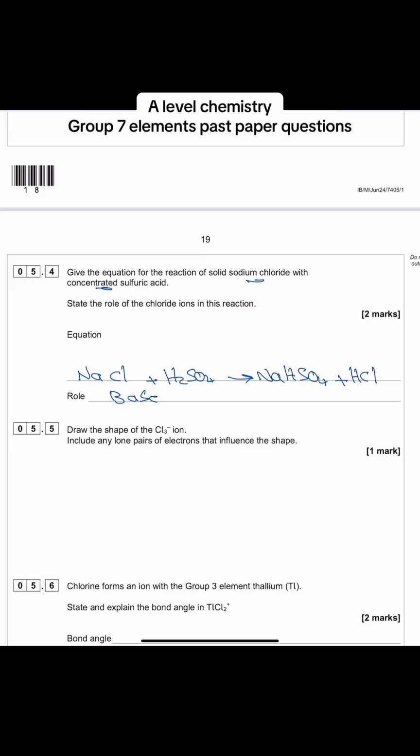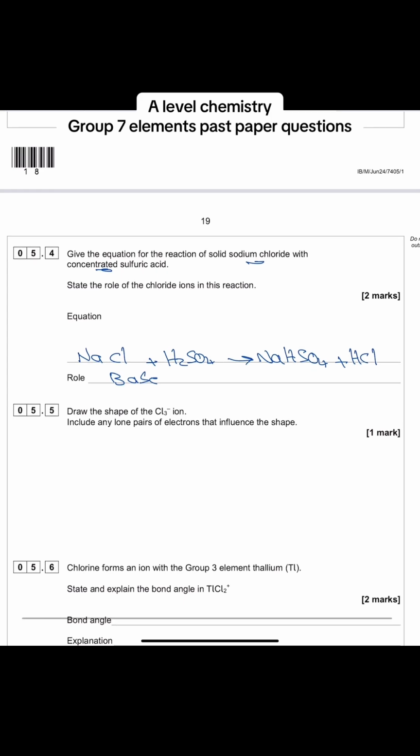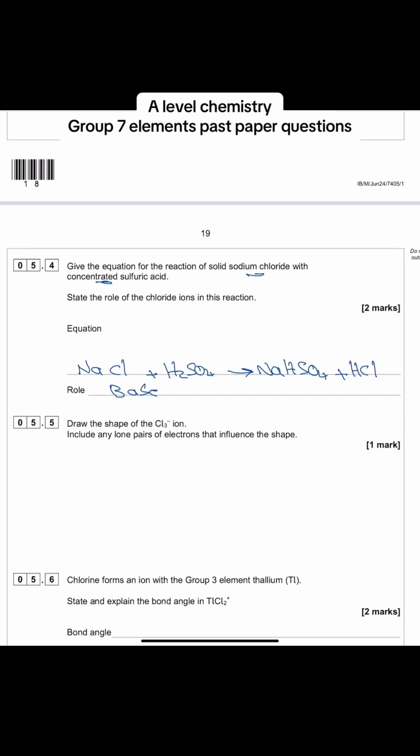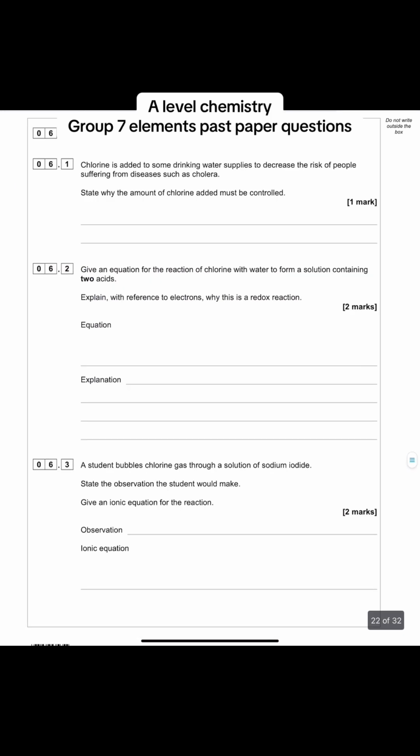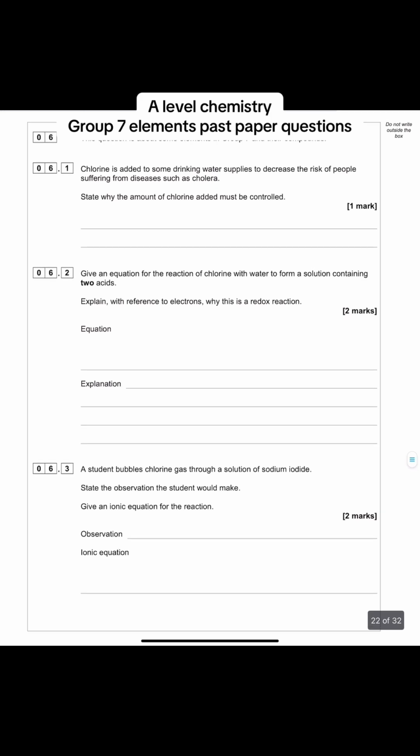So it acts as a base in this reaction. All right, so the remaining questions are about shapes of molecules, so I'm not going to cover that now because I'm focused on group 7. And now we have another exam question about group 7. The type of question is a bit different, but there are some similarities, however.